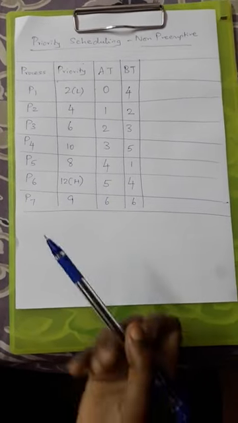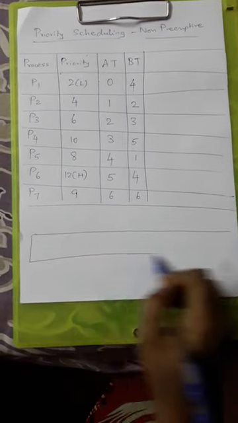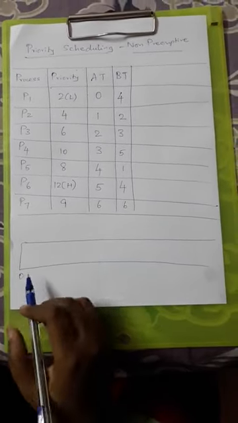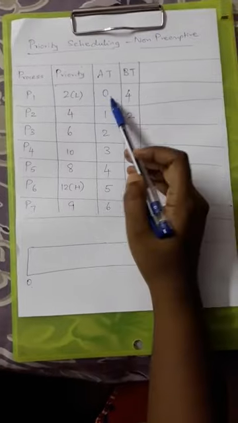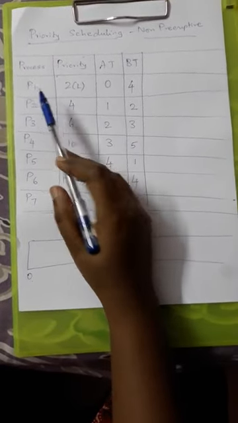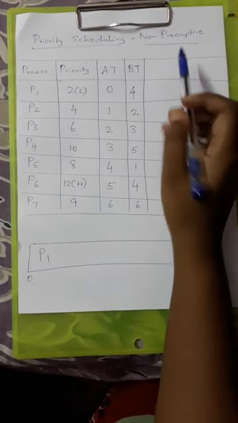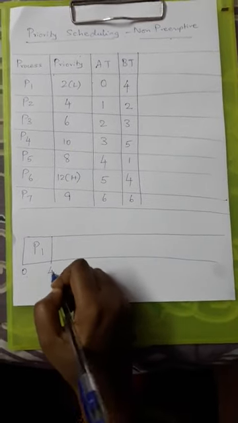Now, we shall draw the Gantt chart. At the 0th millisecond, see the arrival time at 0 millisecond, we are having only the P1 process. So, this P1 process will be executing. It is a non-preemptive type, so it will be executing up to the 4th millisecond.